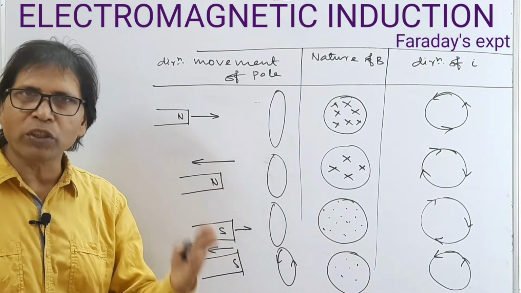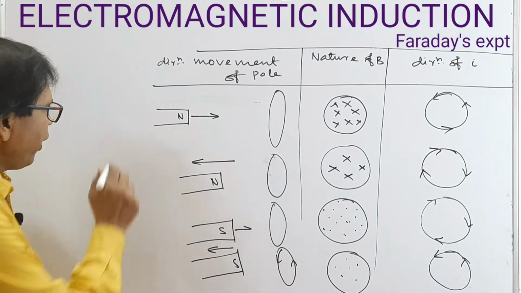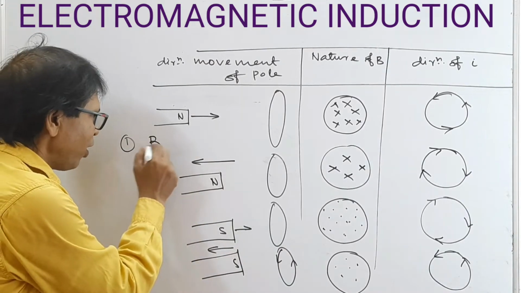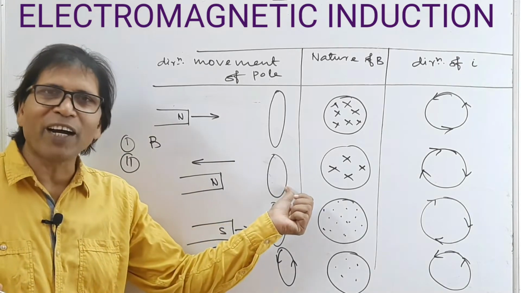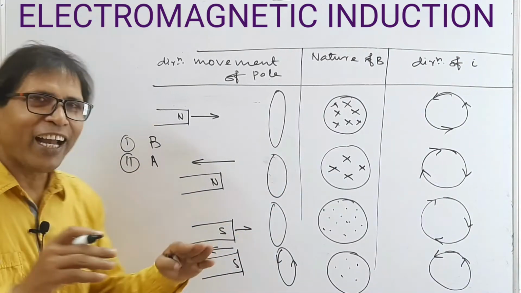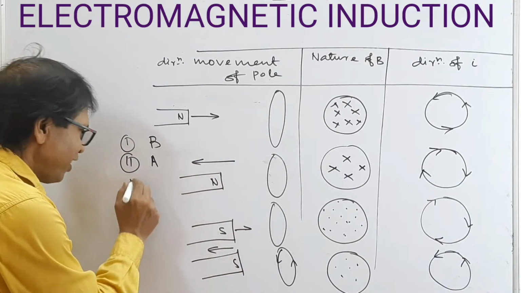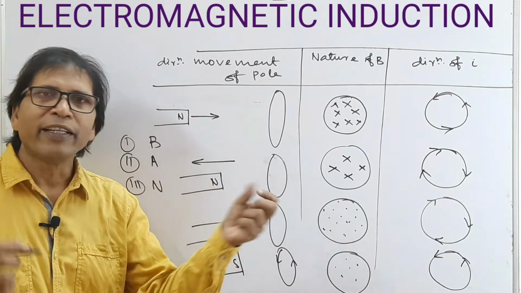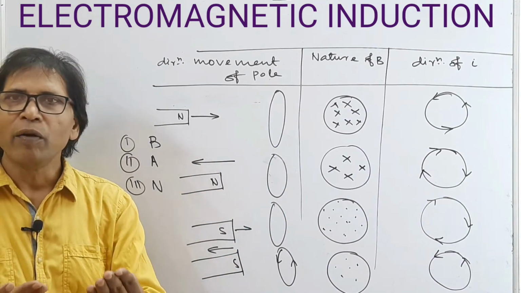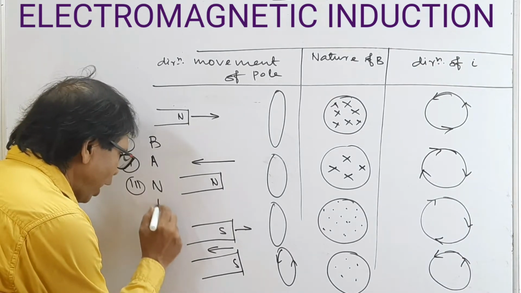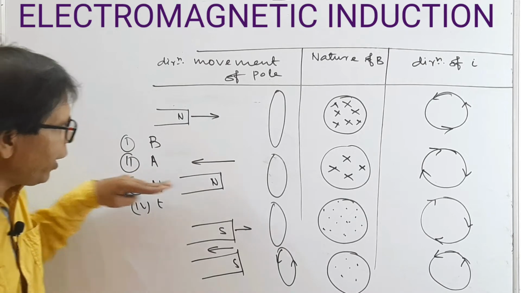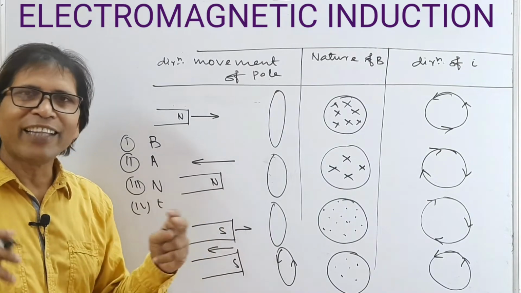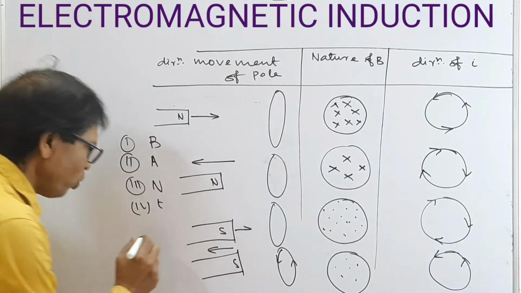The magnitude of induced current in the coil depends on, number one, the strength of the pole, that is the magnetic field. Number two, area of the coil. Number three, the number of turns in the coil. And number four, the rapidity of movement, that is the time t during which the movement takes place. And finally, the direction of motion with respect to the axis of the coil, that is the angle of movement, theta.